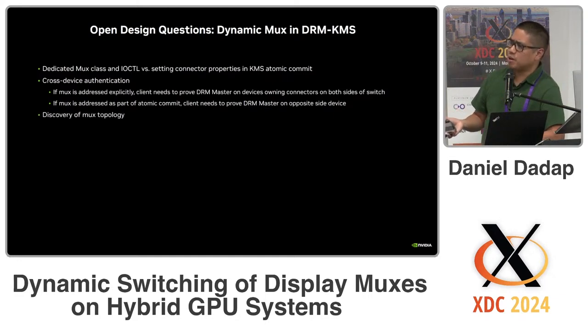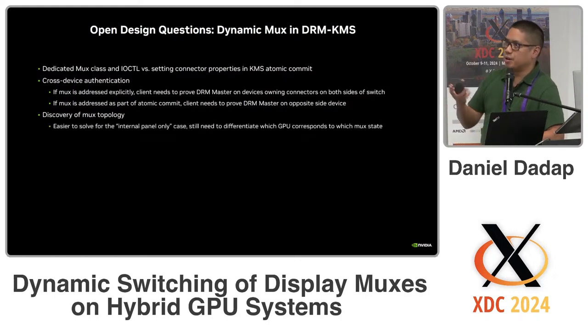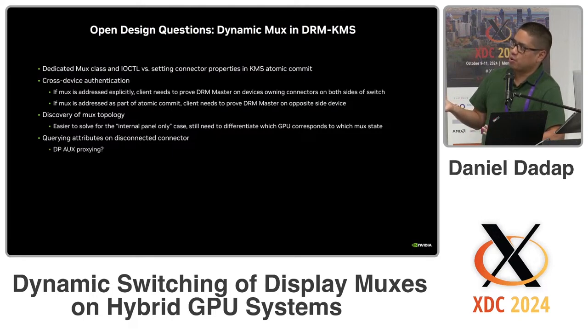Discovering the topology of the mux is another kind of open design question. It's really easy for the naive case of we have only an internal mux, which is going to be most of the cases, because you can just key off of whether you're looking at internal display connectors or not. But if we want to support other configurations, that's something that will probably need to be fleshed out a little bit more. We also need a way to query attributes on the connector that's not connected yet. I mentioned DisplayPort aux proxying as a possibility. Maybe there's other things that we could be doing too.